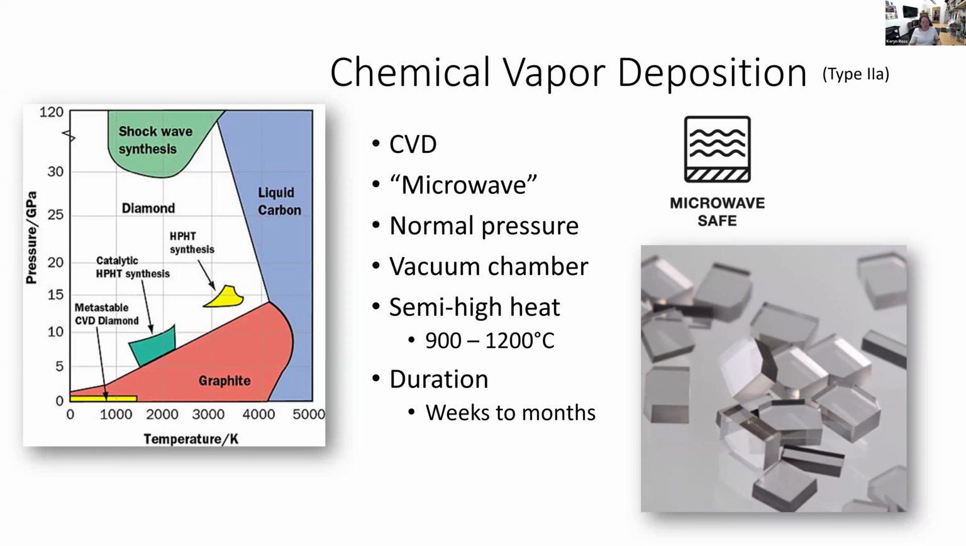Basically, it's using microwaves, not like the ones in your house, but same principle, to create diamonds. So it's under normal pressure. You don't have to have extraordinarily high pressure. The heat is called semi-high heat, 900 to 1200 degrees C. It's still really, really hot, but it's not as hot as the other ones have to get. These do take longer to grow. Okay, we're talking weeks to months rather than days to weeks.